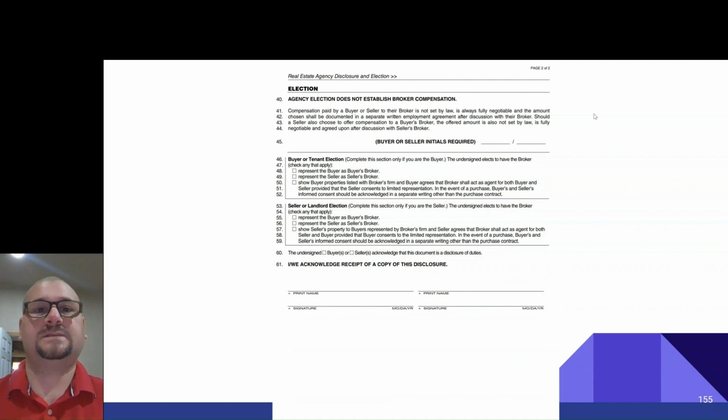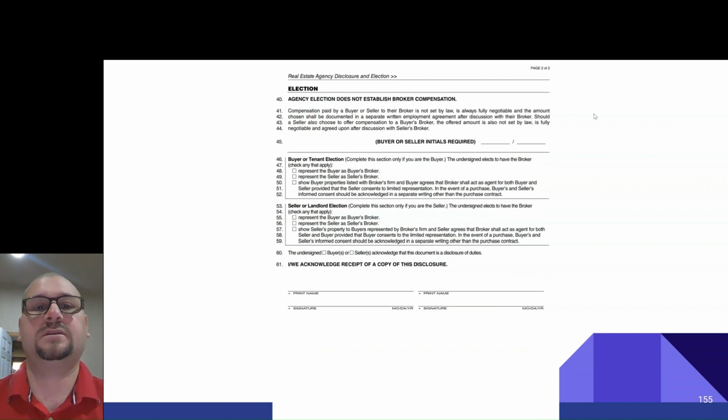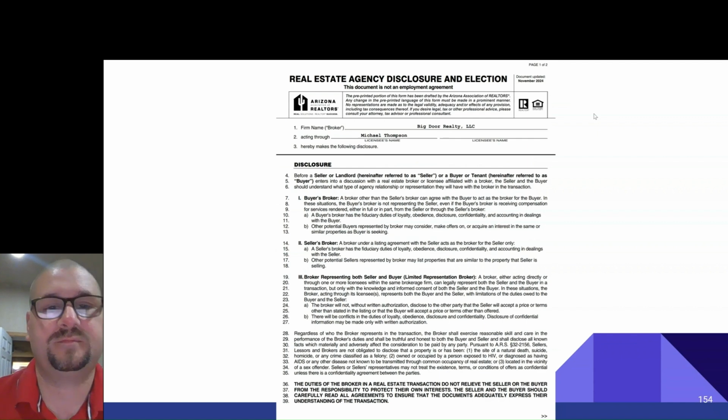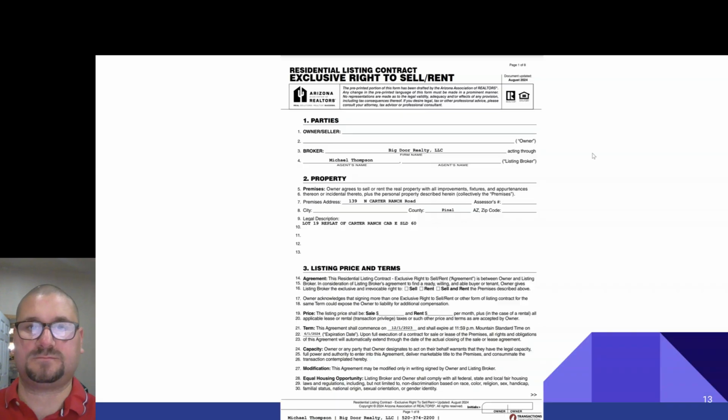So, this is the real estate agency disclosure and election, right? Who's representing you, right? But you're not putting on here the compensation. This document is just what are the duties, what is your realtor owe you? What are the services that you're getting into? In contract.